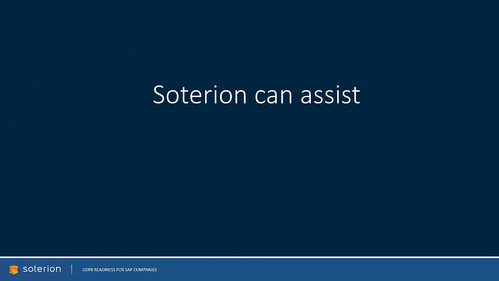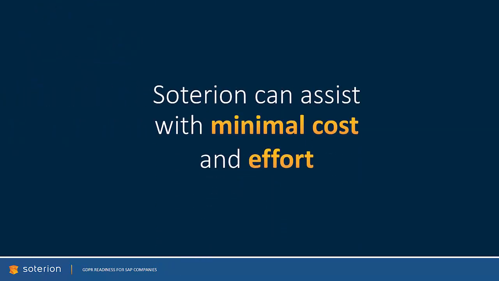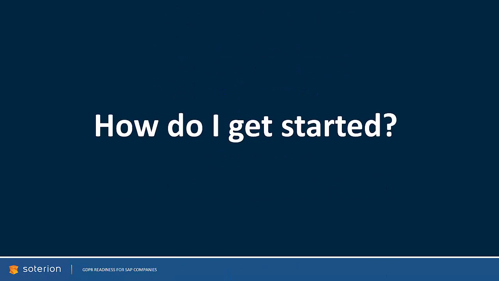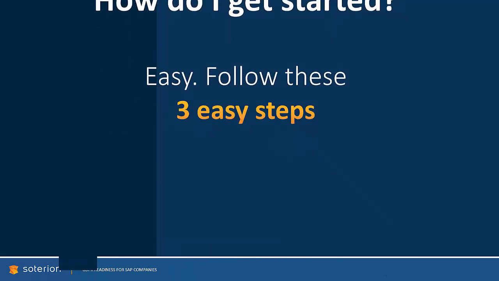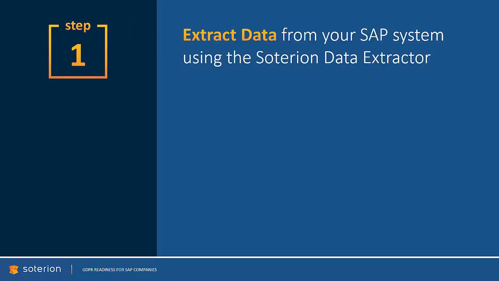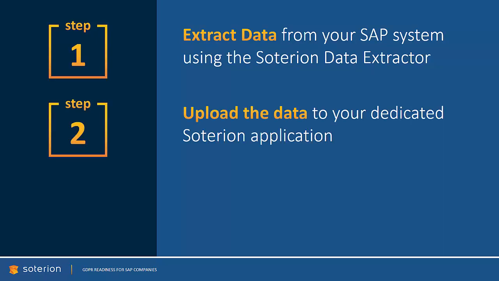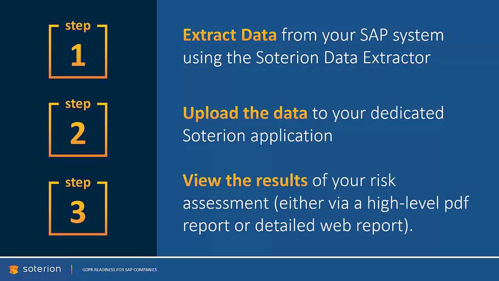With Soterion, we are able to assist you at minimal cost and effort. How do you get started? Well, in a few easy steps. Step 1. Extract data from your SAP systems using the Soterion data extractor. Step 2. Upload the data to your dedicated Soterion application. And Step 3. View the results of your risk assessment either via high-level PDF report or detailed web report.